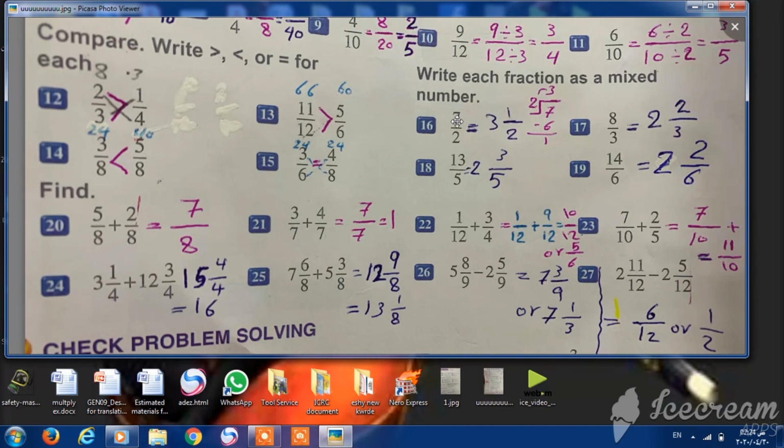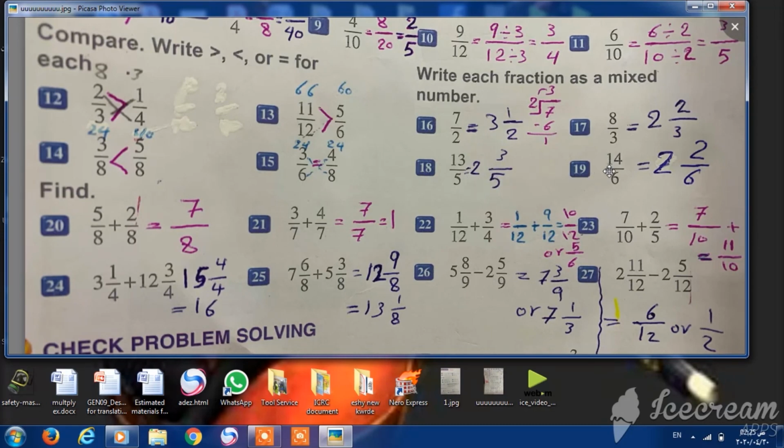We say that if you have a fraction where the top is greater than the bottom number, you can say 7 divided by 2. So we divide 7 by 2. 7 divided by 2 equals 3, and remember 1 is left for us, and 2 is the bottom number, we don't change the 2. And look at this one, we have 8 over 3. We divide 8 by 3, we get 2 and 2 is the remainder and 3 is the bottom number we have.